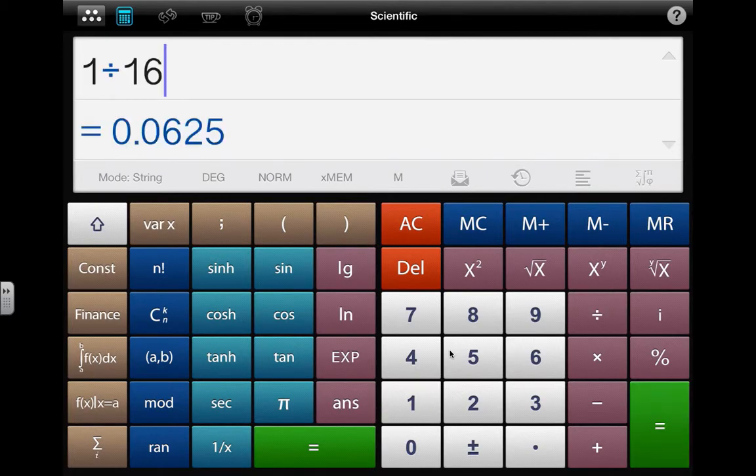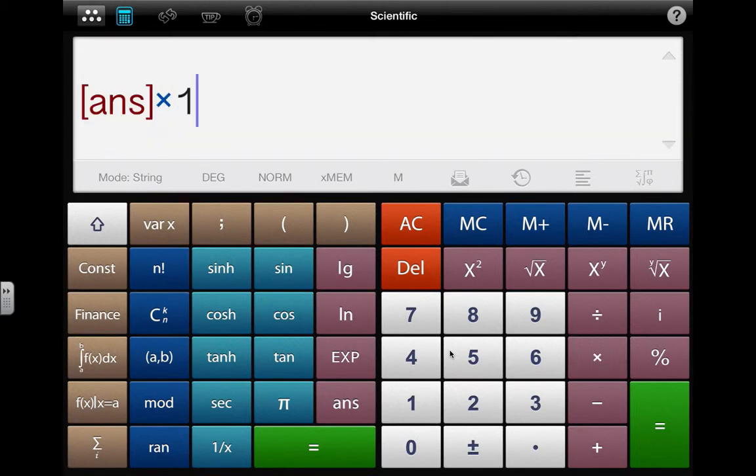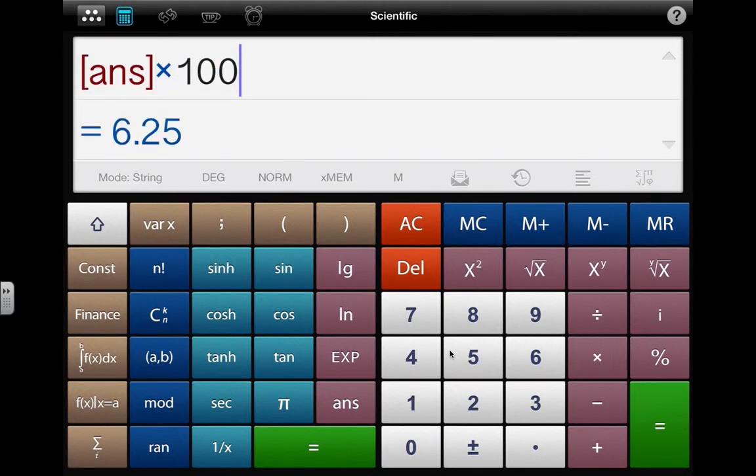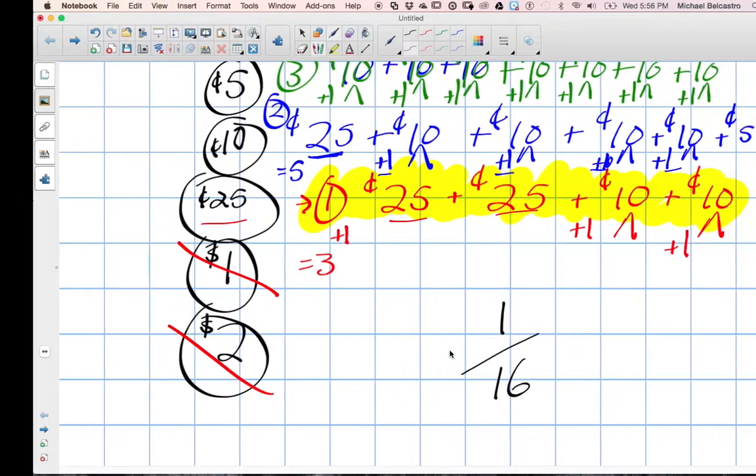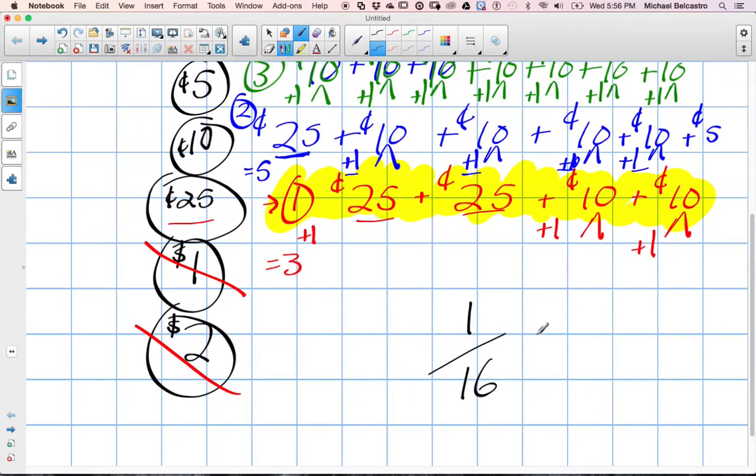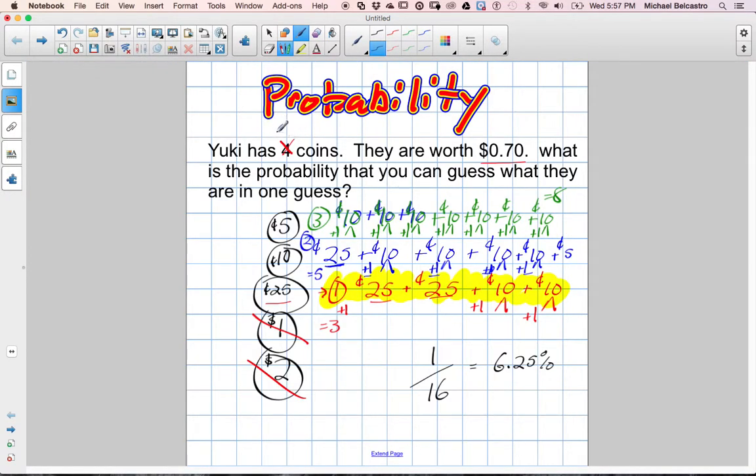We can make that a percentage. Do 1 divided by 16 equals, 16 times 100. Great. So we take that number and then we say times 100. 6.25% chance. It's pretty low, right? So we'll say it's a 6.25% chance that you get it on your first try, guessing, assuming there's no limit.